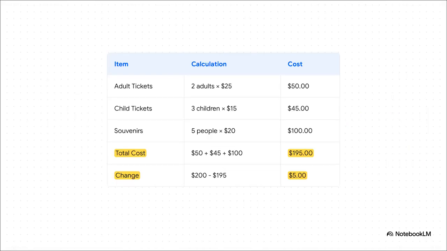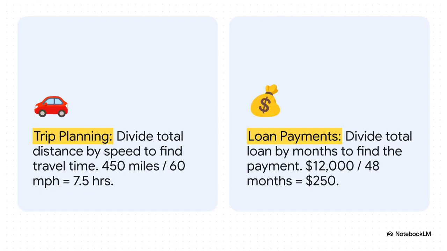Let's try another one: a family trip to a concert. The best tool you can possibly use here is just good old-fashioned organization. By laying out every single cost in a neat little table, adult tickets, kid tickets, souvenirs, we can figure out each part on its own, then add them all up. It keeps things clean, helps you avoid mistakes, and makes finding the final change a piece of cake. Now, this slide is where it all clicks.